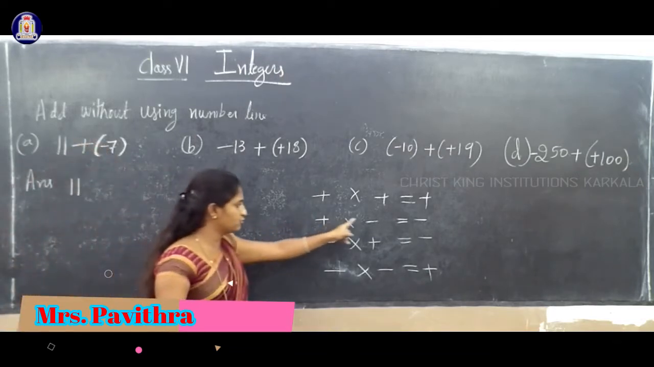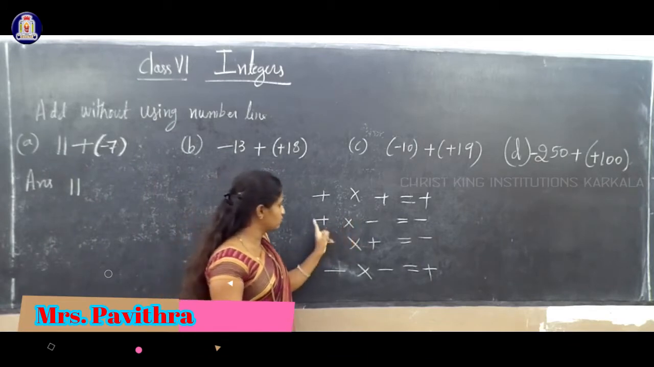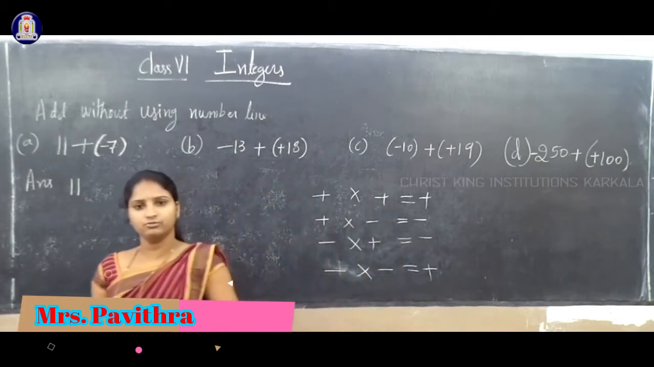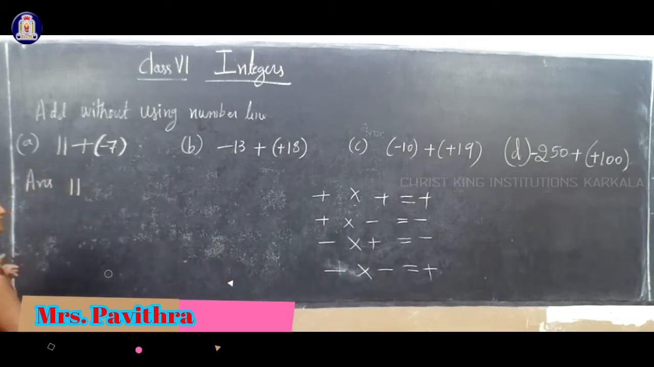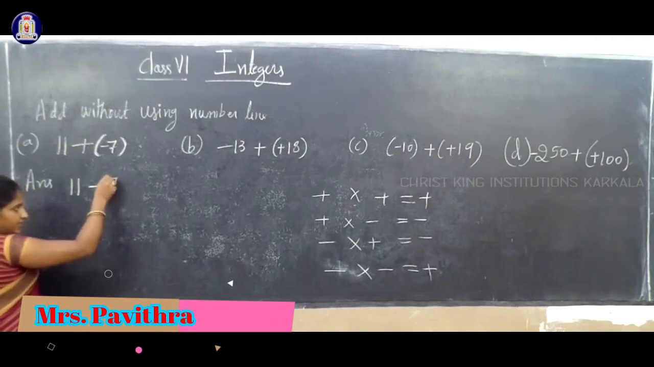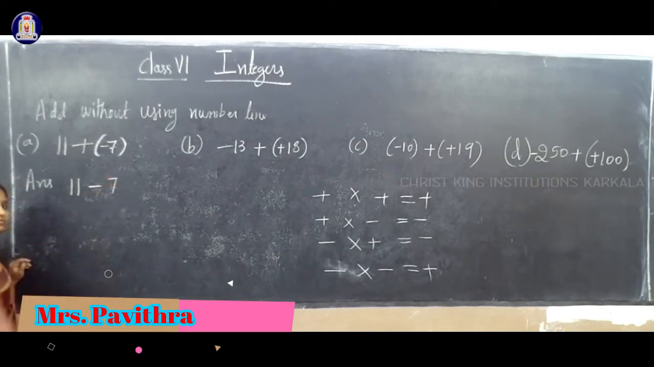So what is plus into minus? You must learn this rule. Plus into minus, so the sign is here minus. The next number is 7, as it is. So the integer is here plus 11 minus 7. If you see, what is the sign of 11? That is not given, but you must write there is a sign. It is a plus.